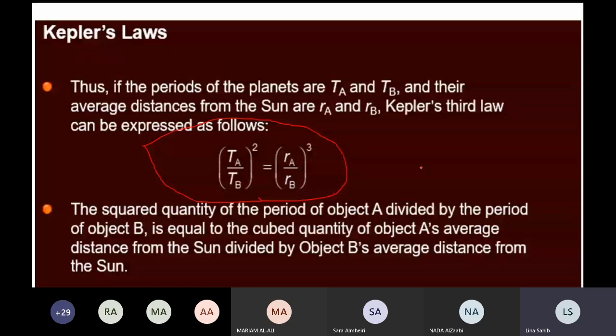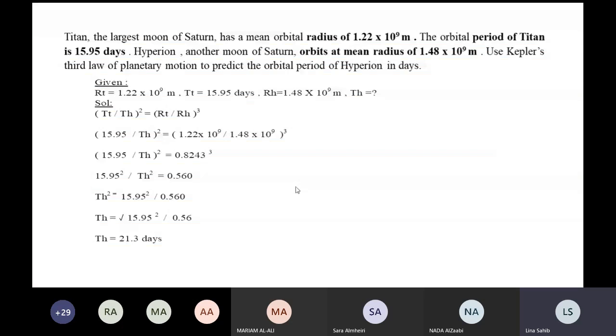No more than two will be given to you in one question. The information required is the relation between the period for moon A and the period for moon B, and the radii, and one of them will be missing. Okay? If you have your notebook in front of you, please write this equation so we can start to show you how to solve the first problem. Okay, let's move forward to the first example.